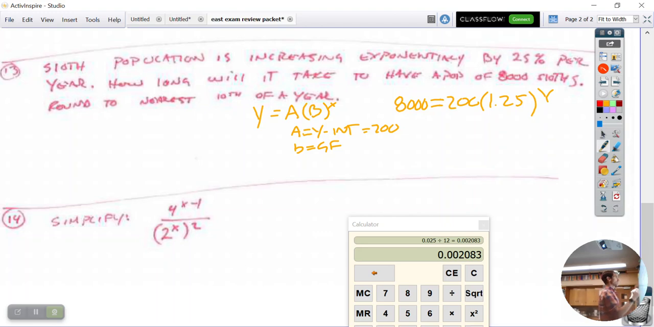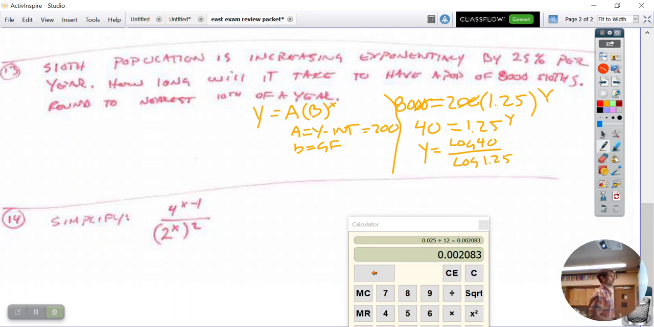All right, so first thing I'm going to do is divide both sides by 200. So cross out the zeros, and 80 divided by 20 is 40. So 40 is equal to 1.25 to the power of y. Now to get the y by itself, y is going to be equal to the log base 10 of 40 divided by the log base 10 of 1.25.